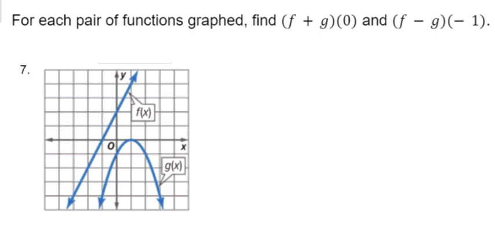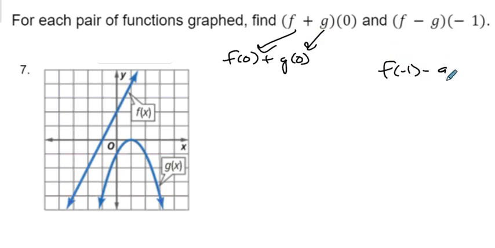And then on this one, all right, so number 7 now, you're gonna basically add these and subtract both of them, but you're gonna do them at a certain point. And so we don't have functions to actually physically combine, but what we can do is we can find f of 0 and g of 0. So I'm distributing this, right? And I can find f of negative 1. I can subtract g of negative 1. So these I can do, right? And so it's a matter of finding those values, putting them in, and then doing the operation.